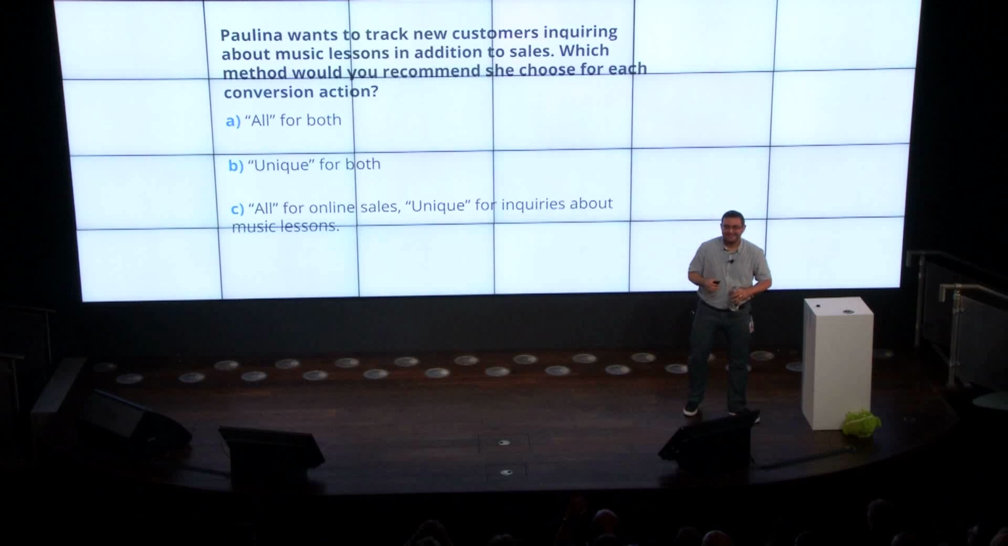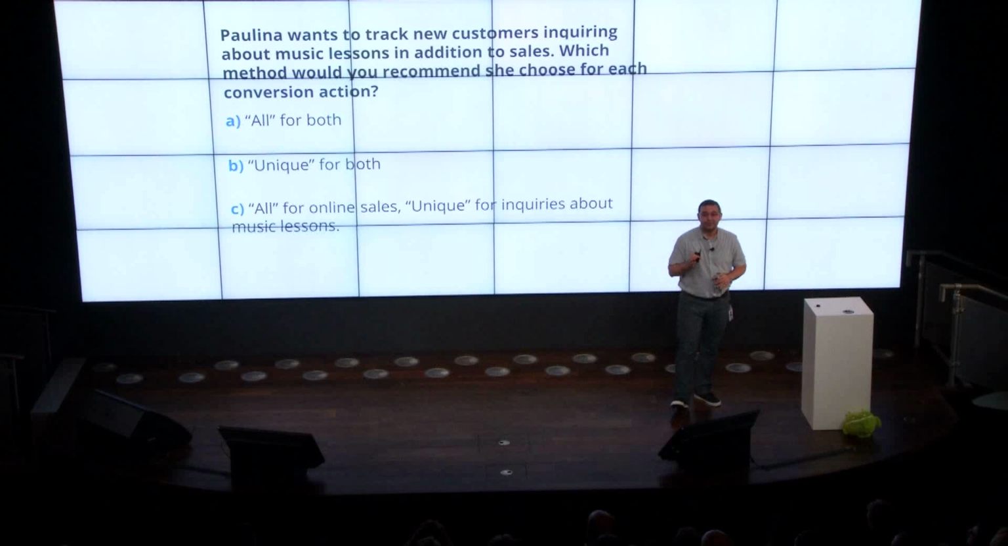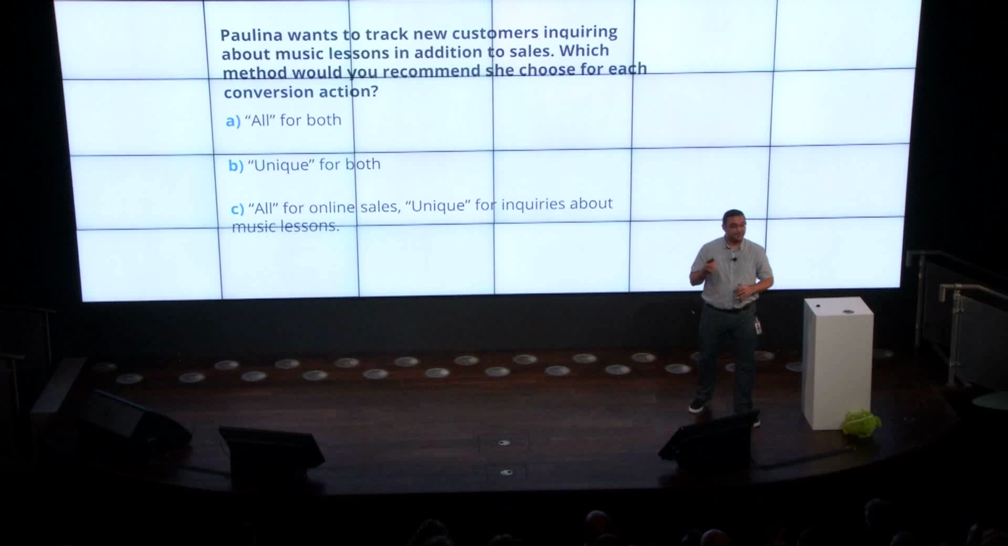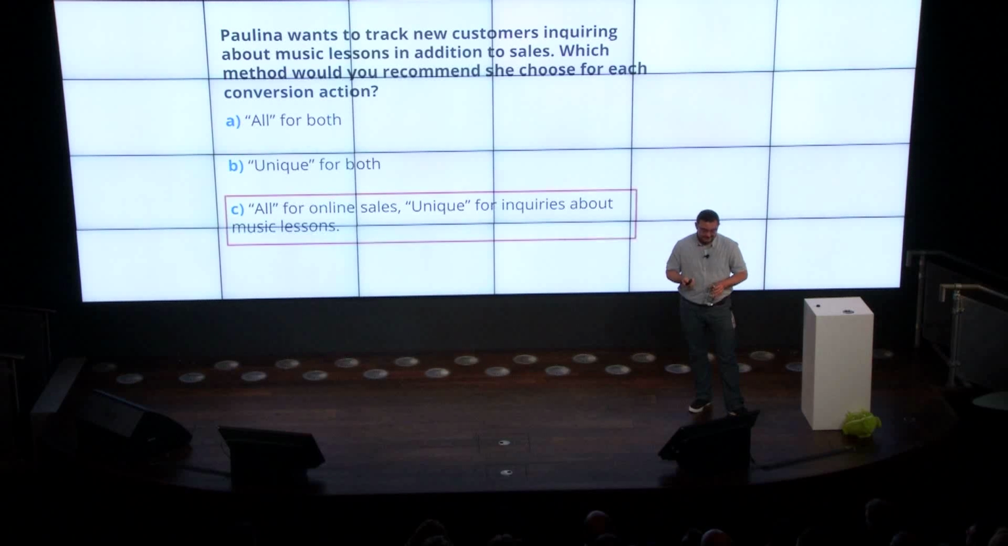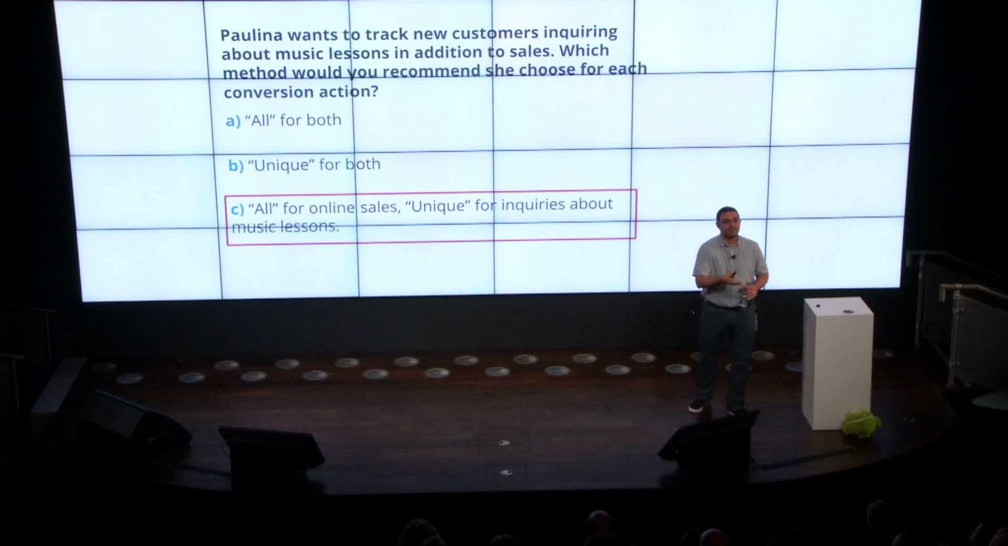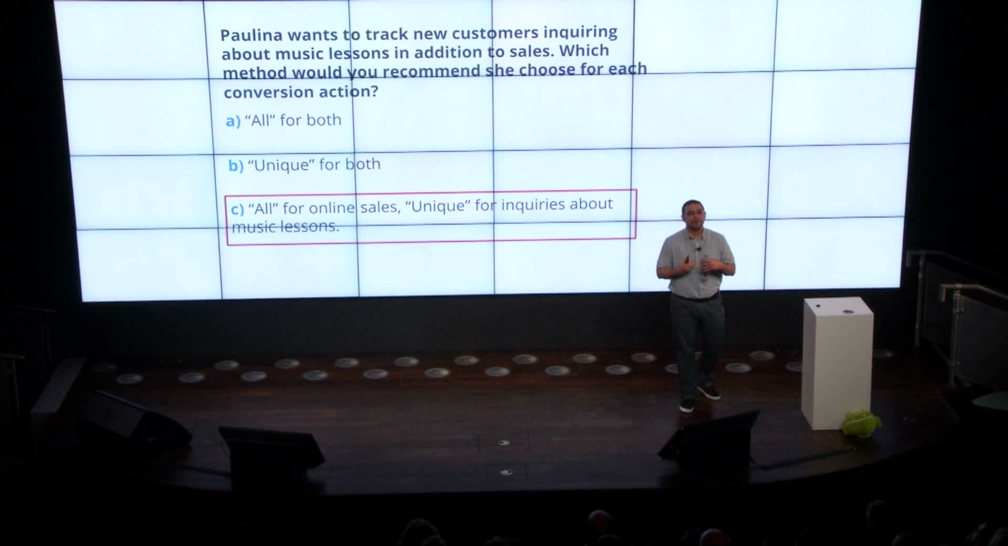Just a few? Okay. For B, unique for both? Okay. And for C? Perfect. Yeah, it's C. It's all for online sales because, as I said, it's a transaction, and we are interested in each transaction. Because from each transaction, we are earning revenue, we're earning money. Each one of them is important.